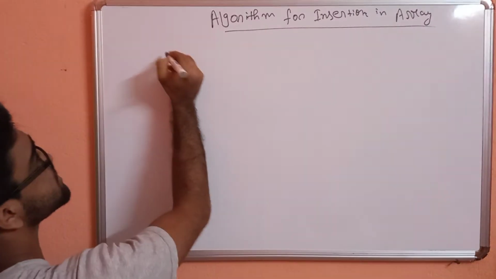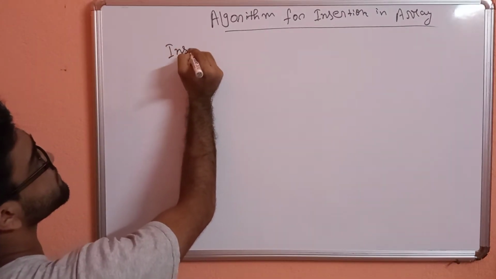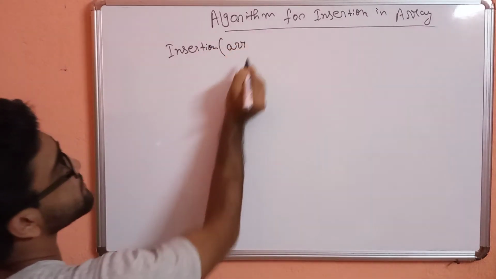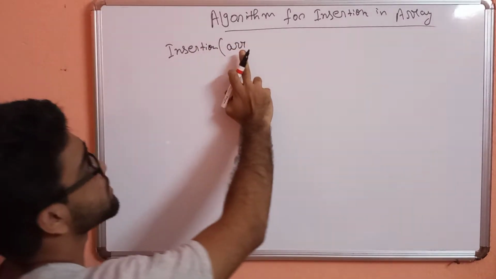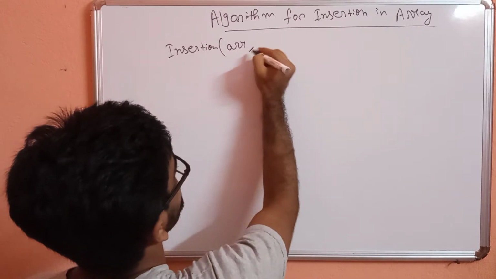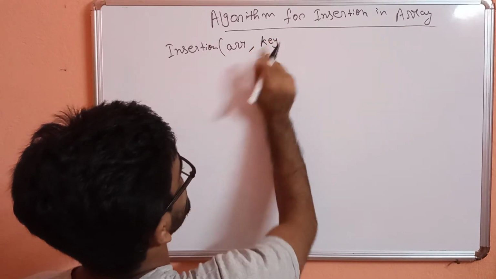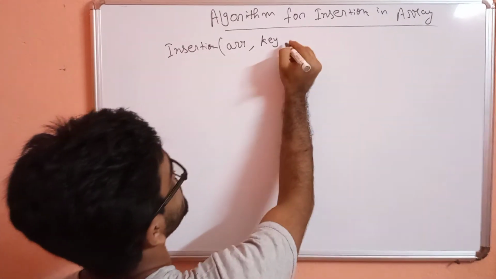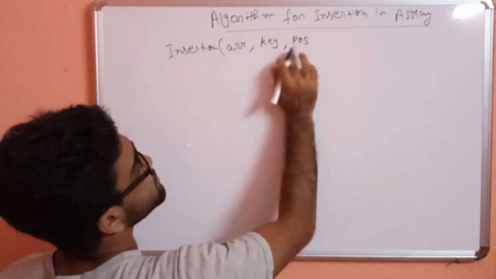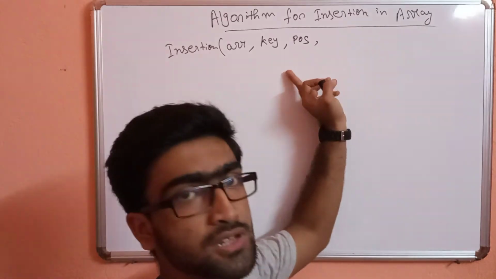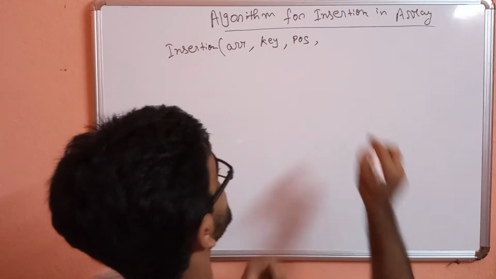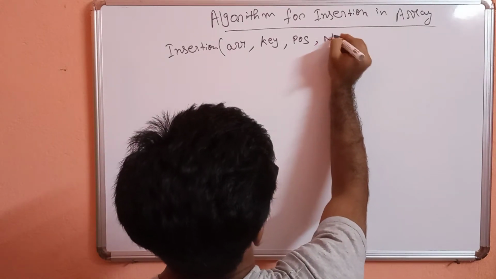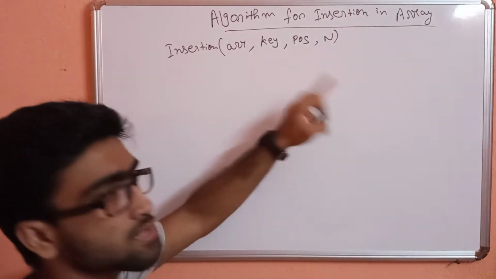let us consider a function insertion. We'll pass the array. This is the array in which the element is stored. Key is the element we want to insert. Position, POS. POS is the position in which we want to insert the element. And what do we need? Number of elements. n is the number of elements present in that array.